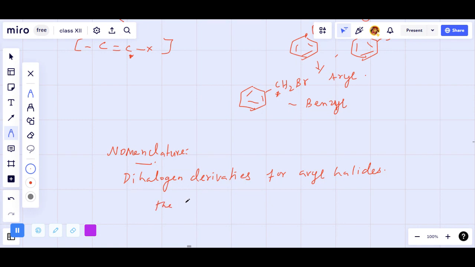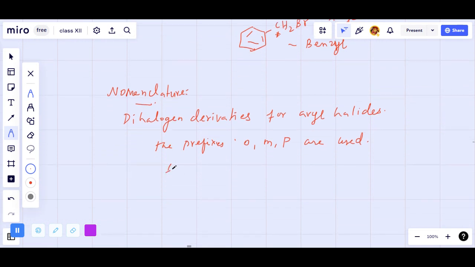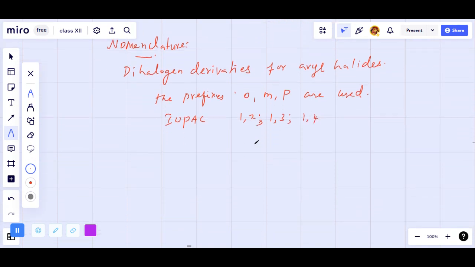For dihalogen derivatives, the prefixes ortho, meta, and para are used in the common system. But in the IUPAC system, ortho means 1,2, meta means 1,3, and para means 1,4. We'll see the example.